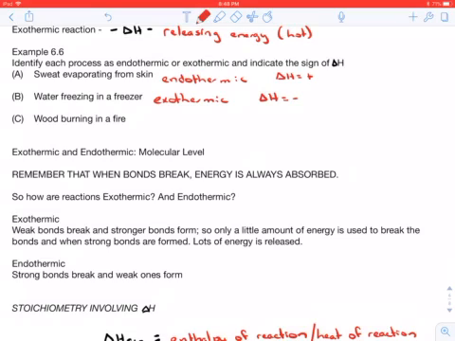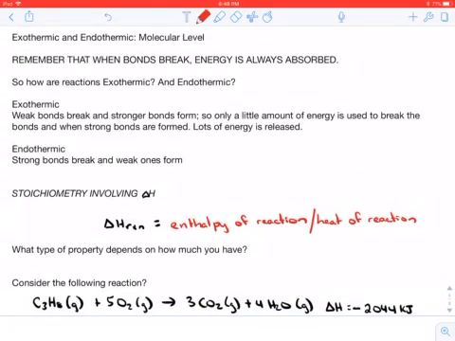Wood burning in a fire, this one's hopefully pretty simple, probably the easiest of all three. That is exothermic, because it is easy to visualize, and so delta H is going to be negative. So that's one thing you can use this for, but obviously we're going to go a little more in depth with that. Now if we move on to the molecular level, we're going to talk about why endothermic and exothermic reactions happen. Always remember that when bonds break, energy is absorbed. It takes energy for us to break bonds.